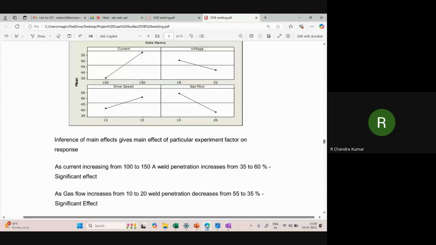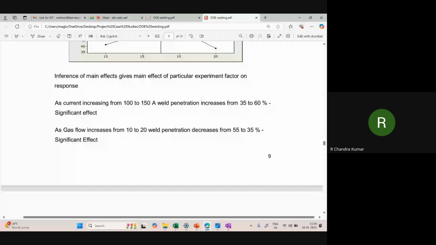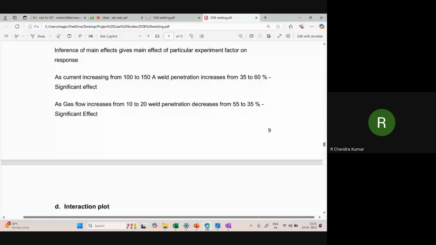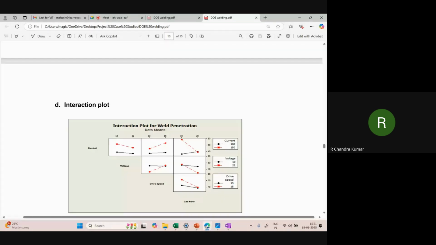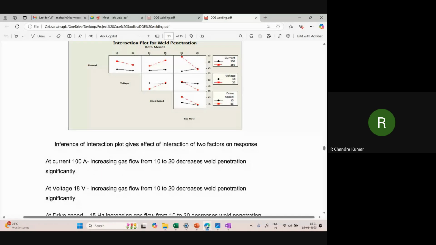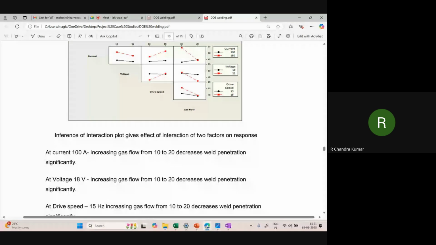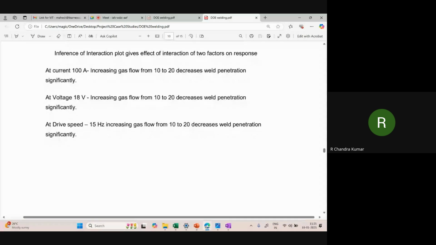Now, it is important to know why it happens. It's not only just plotting the graph. Technically, when I do like that, why does it happen? That's the main effect plot. Then comes interaction plot. When you do the interaction plot, we can see that some interactions are also significant. And when the interactions are significant, you must also analyze why such an interaction is happening. What is happening when I change both gas flow and the drive speed together, or current and gas flow together? Why is there a different result? This is the analysis part, technically analyzing the interaction plot.